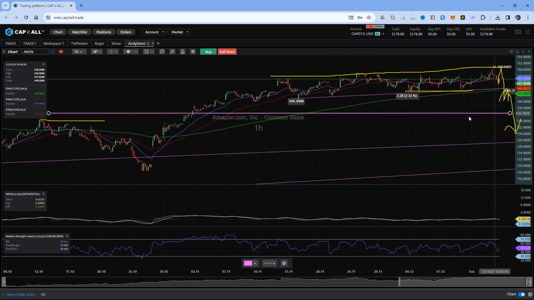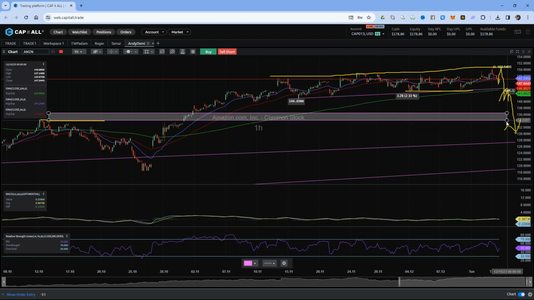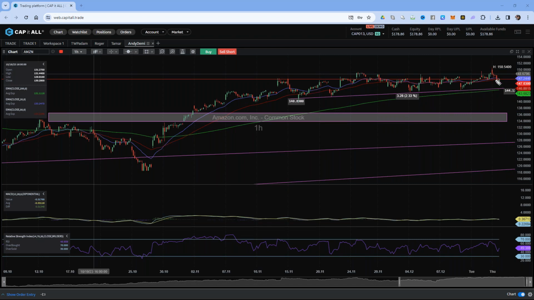Yeah, so that looks like a really nice area to potentially look to target. Okay, so I think any breaks, I think that area there, old resistance becomes support. That could be quite nice.